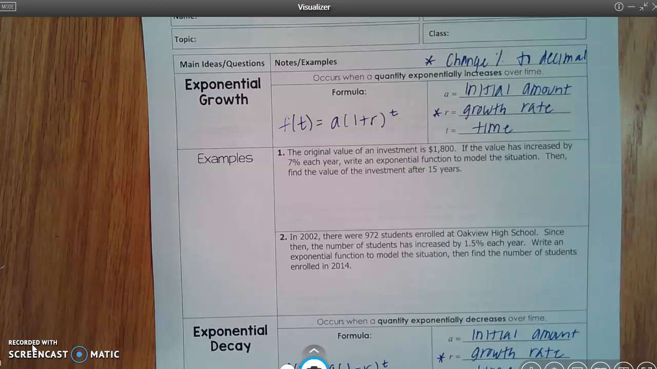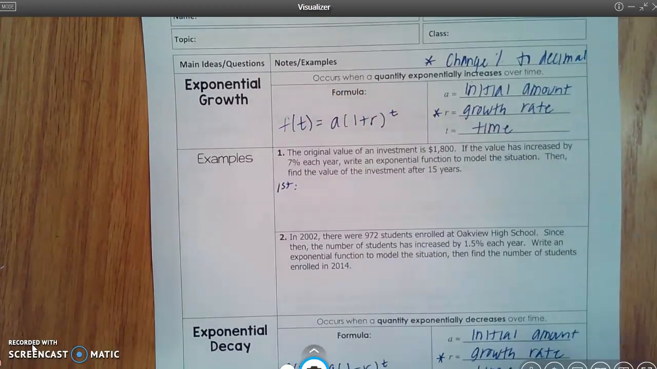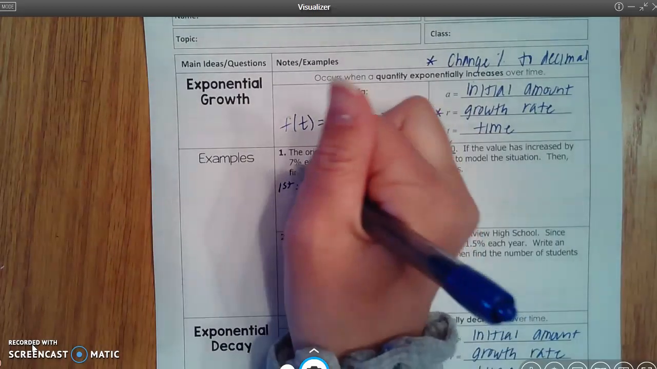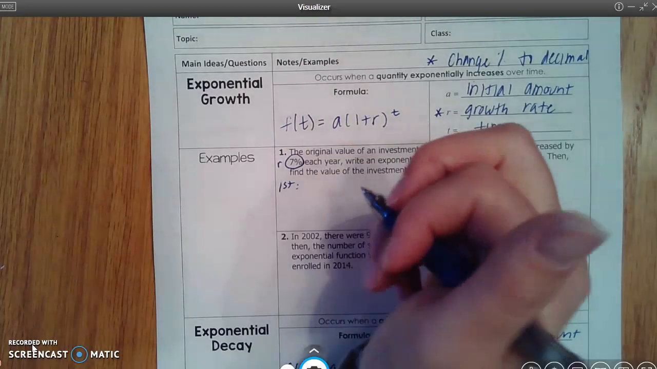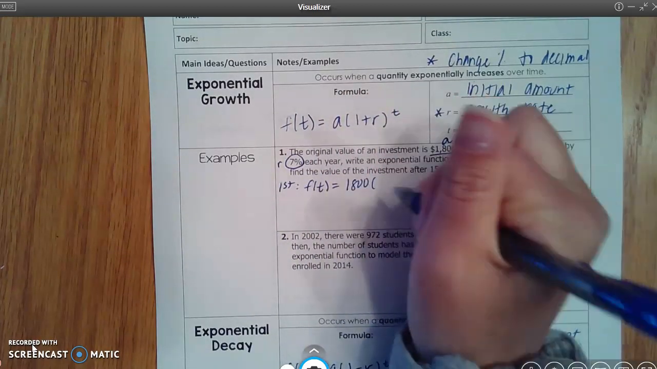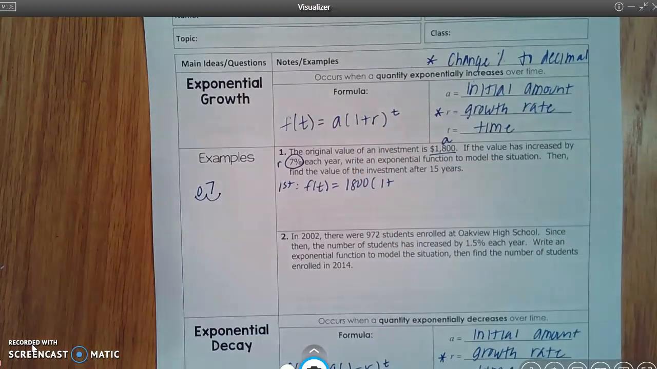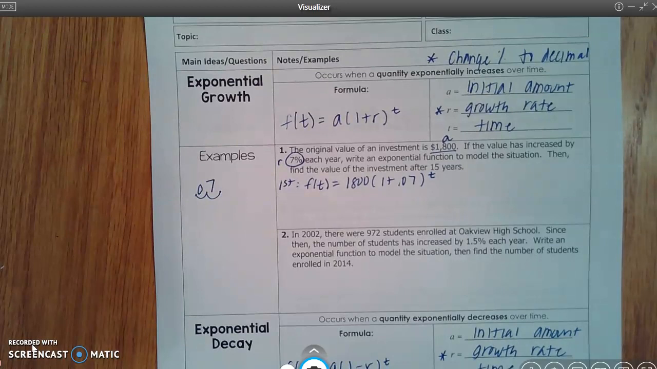So it says the original investment is $1,800. If the value has increased by 7% each year, they want you to write an exponential function for the model. So they want you to do this first. So here's step 1. My original amount that I invested is A. We are increasing at a rate of 7%, so that is R. They want you to write what that equation would look like. So to start, we're going to do f of t is equal to my initial amount of $1,800. And we'll do 1 plus my 7%. You move it over 2 to the left, and you get 0.07, to the t. That's the first thing they want you to do. That is a model of the situation.